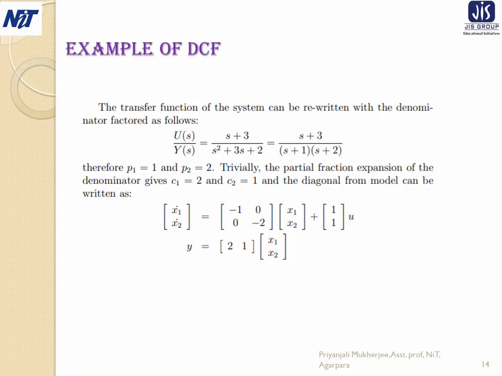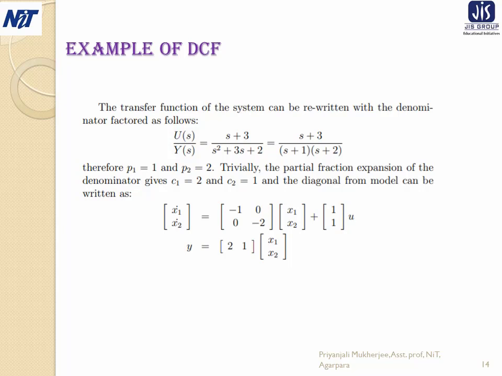So the diagonal form will be, the pole locations will be there in the main diagonal, that is minus 1 and minus 2. And the B matrix will be 1, 1, and the C matrix will be the values of C1 and C2. So C1 is equal to 2 and C2 is equal to 1. So this is the diagonal canonical form.